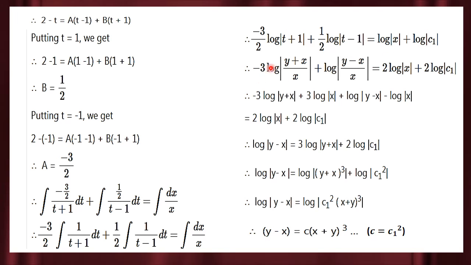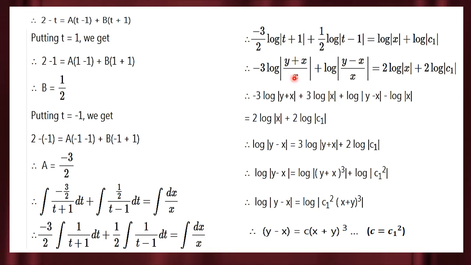Minus 3 into, here we removed 2 from the denominator by multiplying throughout by 2. And we will resubstitute t is equal to y upon x and simplify here. That is y plus, cross multiplied.